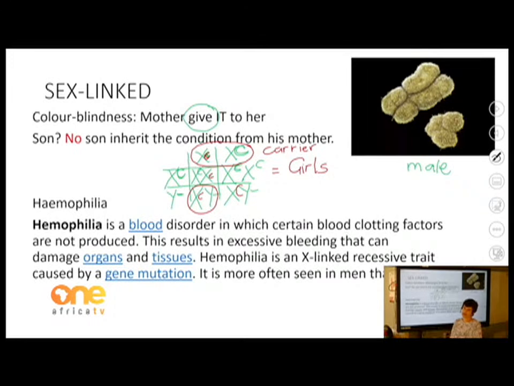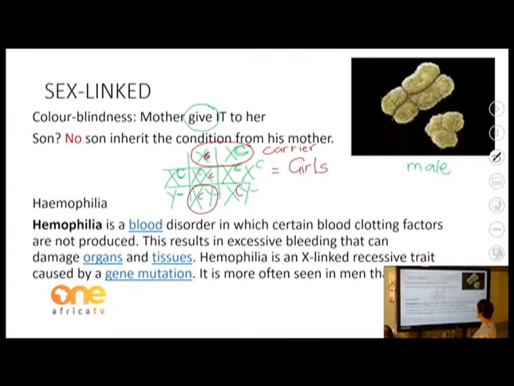How will she know she's a carrier? If her father was colorblind. You agree? She can be a carrier. Interesting. Another problem is hemophilia, which is a blood disorder in which certain blood clotting factors are not produced.